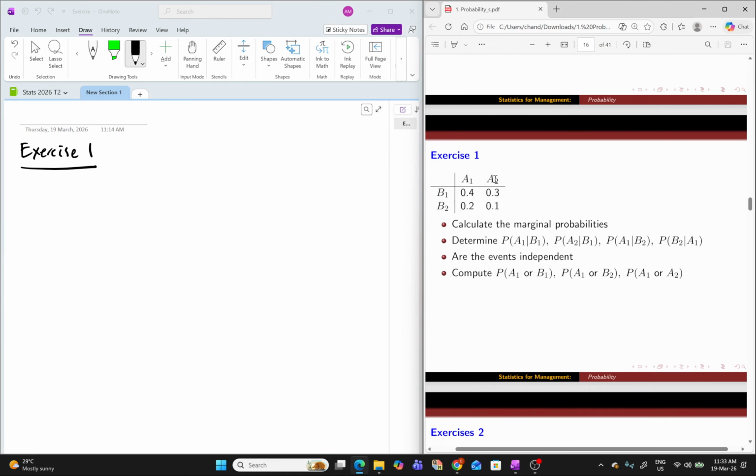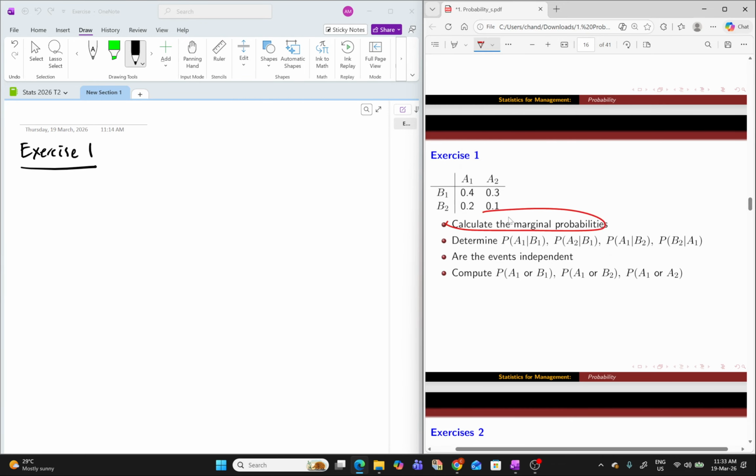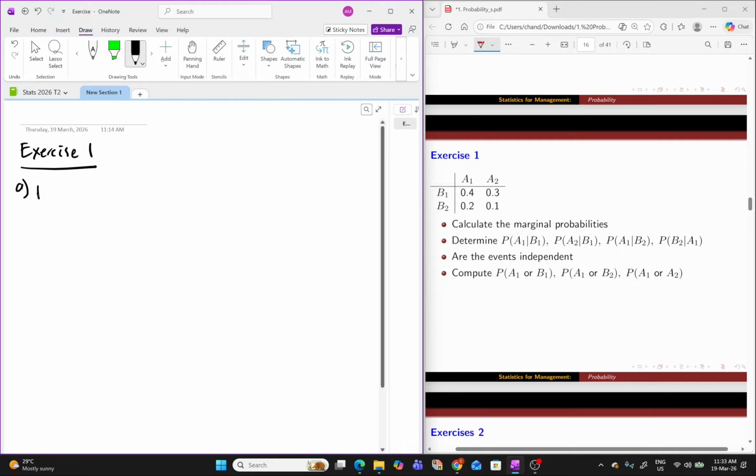Calculate the marginal probability. So marginal, I told you last time, we go by row or column. So here if I want to find A1, it is 0.2 plus 0.4 plus 0.2, so I get 0.6.